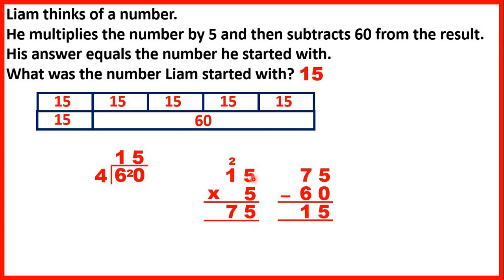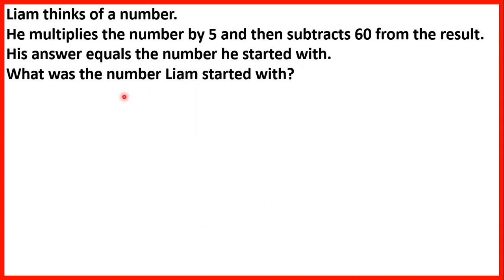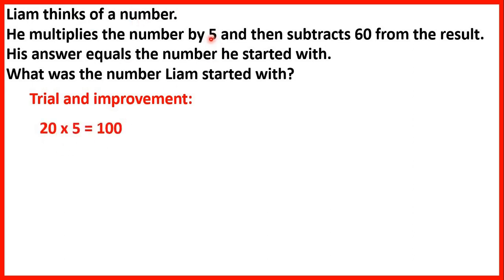So back to the number that we start with. We could also use trial and improvement. So we can pick a number almost at random. So if we start with 20, we can multiply that by 5 to give us 100, and then subtract 60, so that would give us 40. But 40 isn't the same as 20, and his answer equals the number he started with. So we need to try something else.